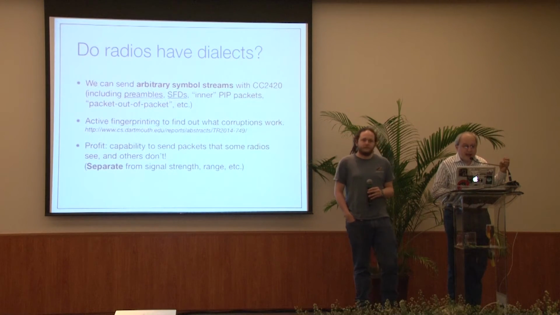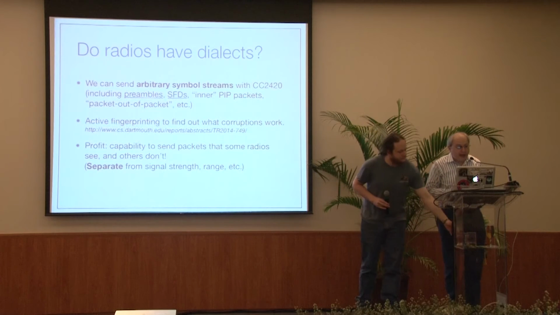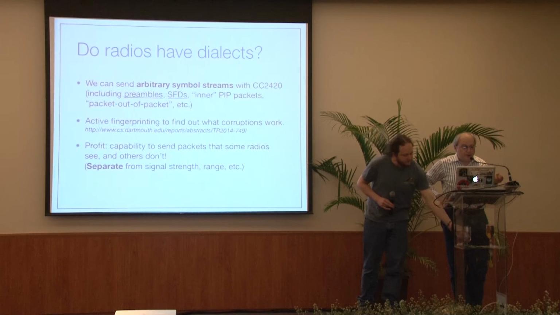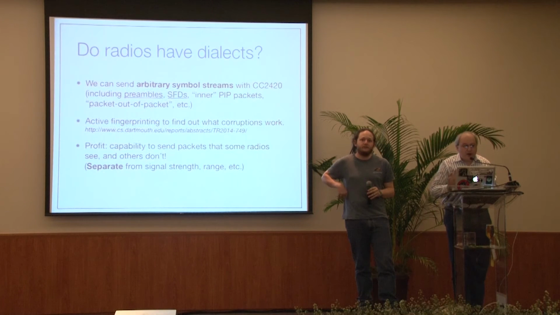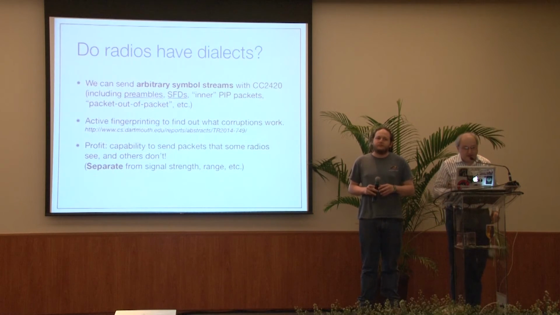So now we can send any number of symbols in preamble, anything between the preamble and the SFD, and anything for SFD, and so on and so forth. And we did active fingerprinting of 802.15.4 chips by sending them a beacon request, and we got back, if we got back a beacon response, then we knew that we spoke a compatible dialect. And if we consistently didn't get back a beacon response, then apparently that was not the case.